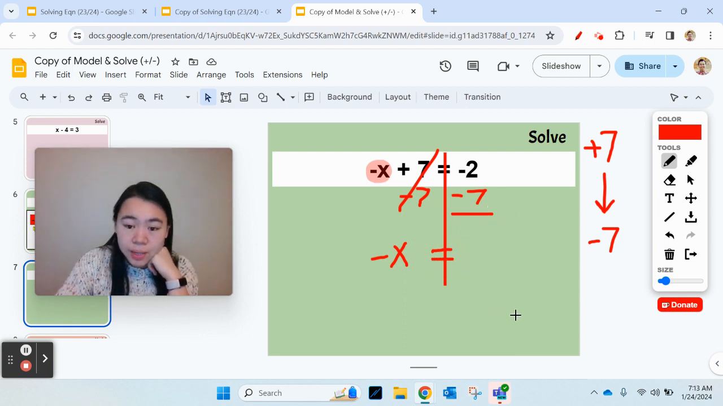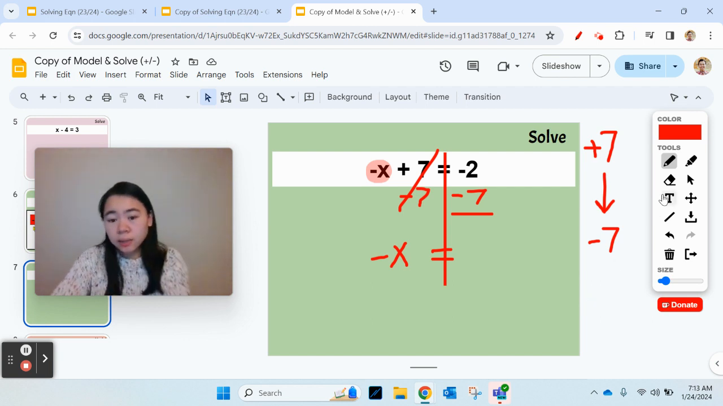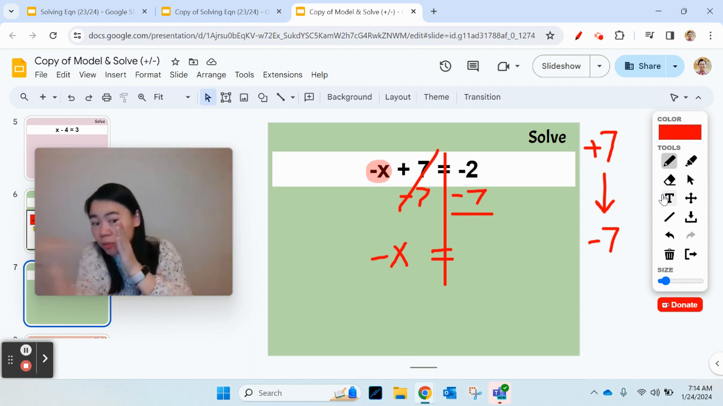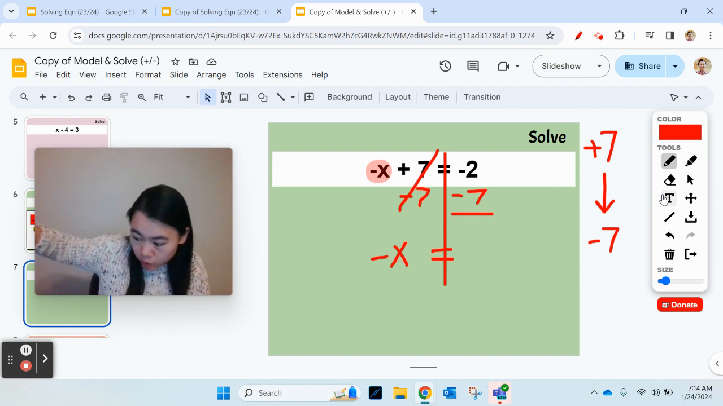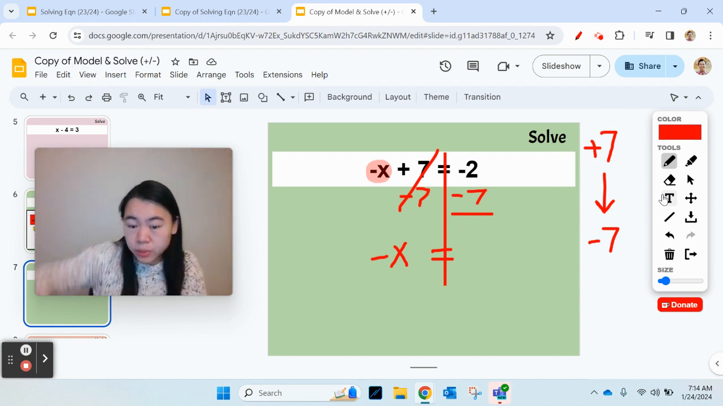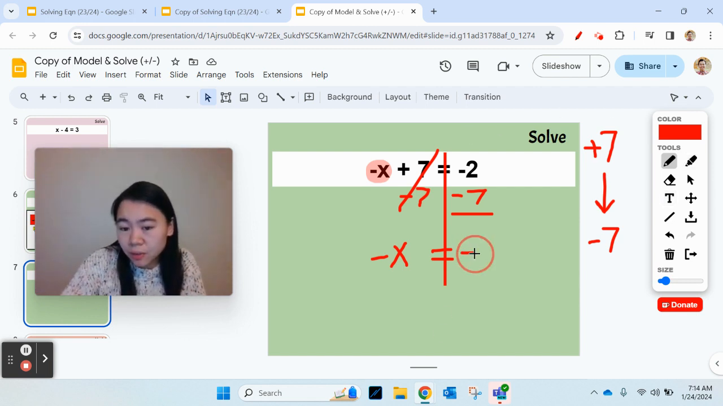What is negative 2 minus 7? This is really tricky for a lot of you guys. Think about a number line. If we're at negative 2 and we subtract 7 more, you're getting even more negative, right? So negative 2 minus 7 more jumps. We're getting further away from 0. Negative 9.